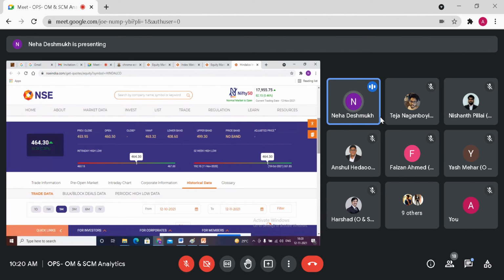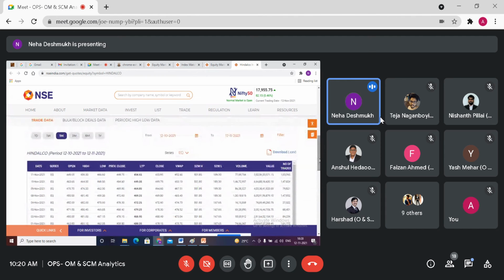This is the historical data. See, 1 day, 1 week, 1 month, 3 months, 6 months, 1 year. You can filter this from here. You can download the CSV file. Are you with me?